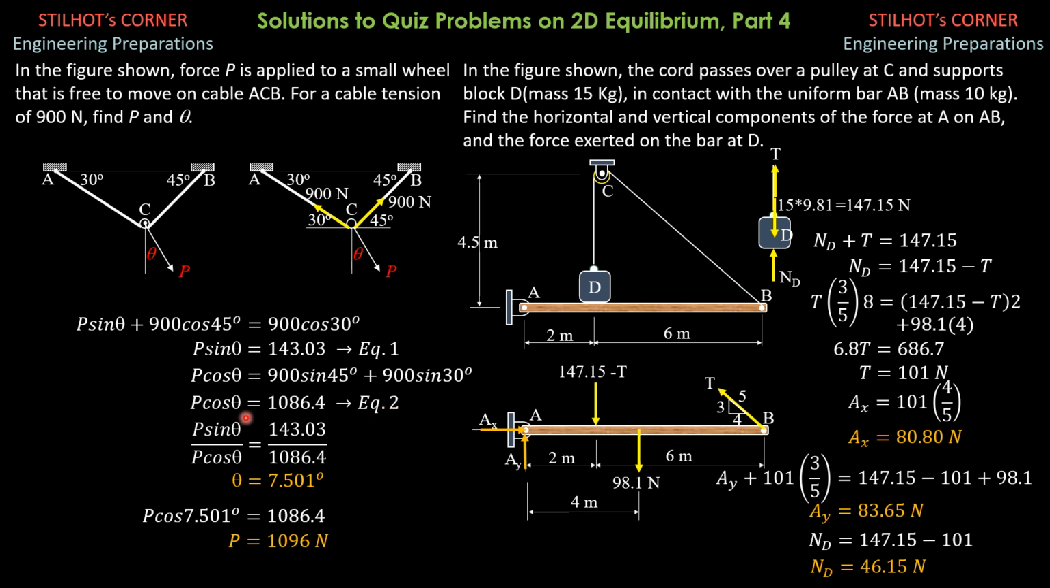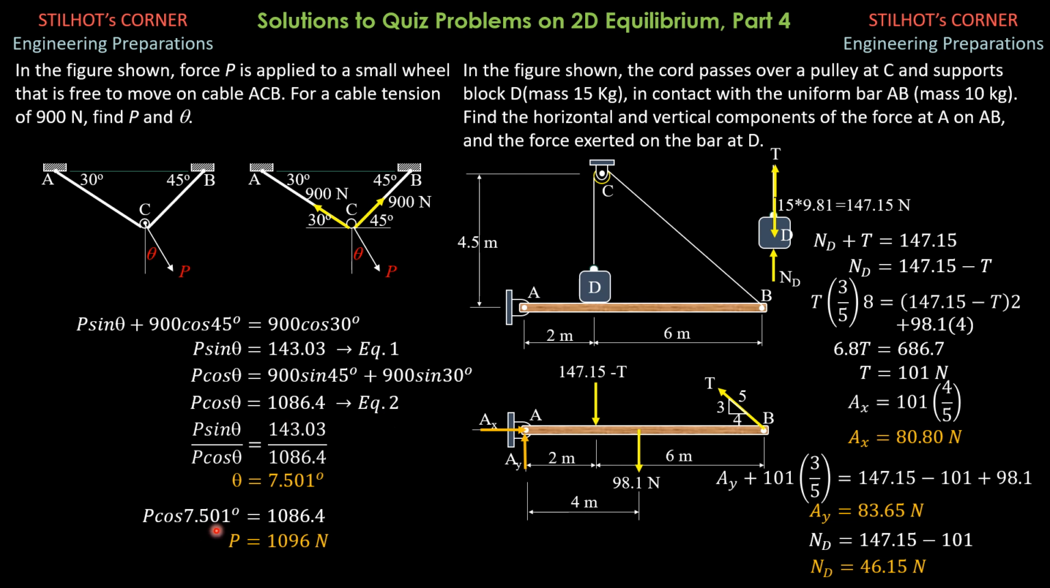To solve for theta, we divide equation 1 by equation 2. So equation 1, the right side, over equation 2, the right side. Cancel out P, this is tangent of theta equals 140.03 over 1086.4. So theta is inverse tangent of the quantity 140.03 over 1086.4. From there, we get theta at 7.501 degrees.